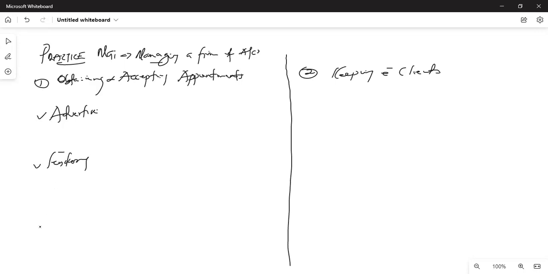Okay, then the last thing, once you've had them, so it says obtaining and accepting. Once you have them, you consider pre-appointment issues. All right. These are the things we got. In terms of keeping the client, we will look at quality control.